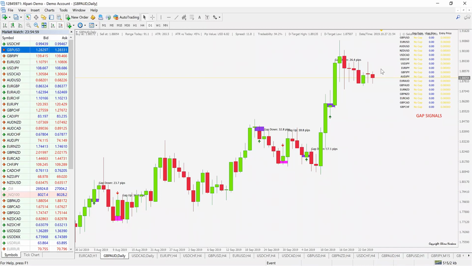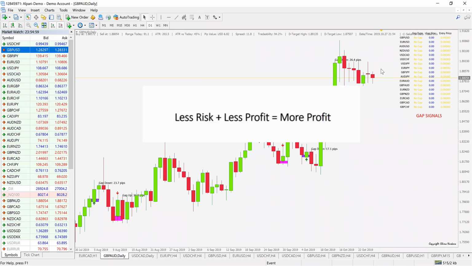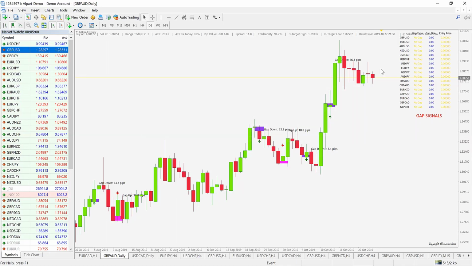Let me read it. Less risk plus less profit equals more profit. Yes, he says less risk plus less profit equals more profit. Until one understands this concept, he will be chasing after shadows and booms and busts in the market.